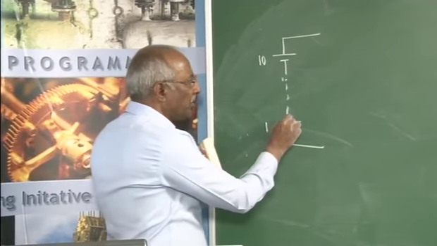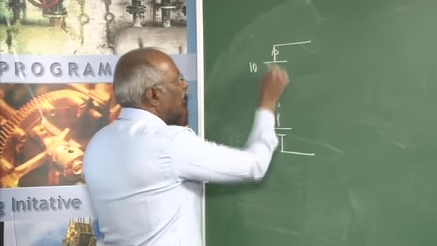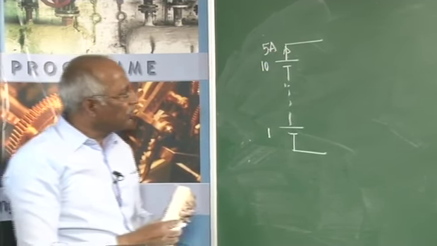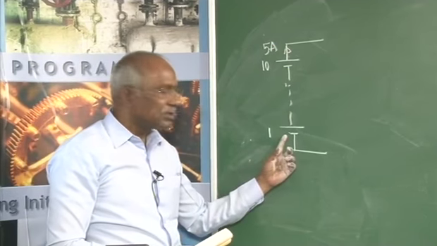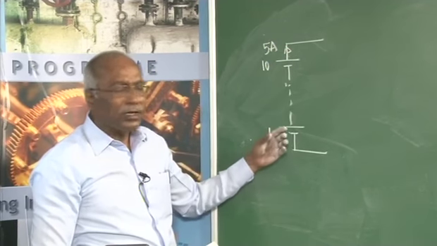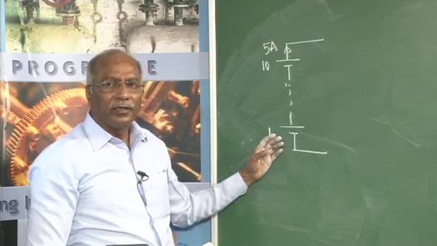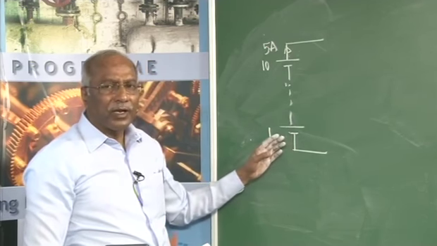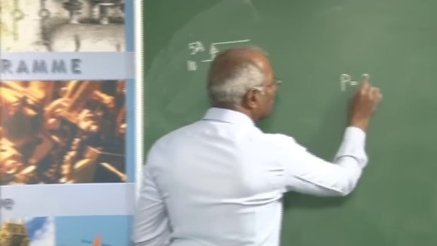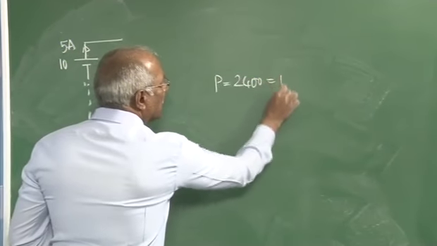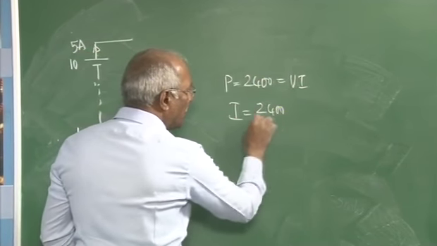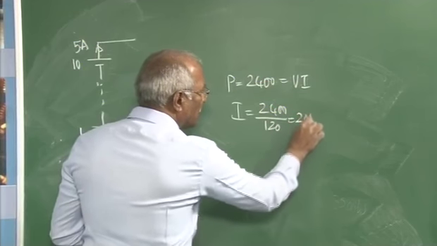Each battery being rated for about 5 amperes, the maximum current this can be loaded with is 5. To get more voltage, the voltage sources or batteries are connected in series. To get more load or more current, the batteries must be connected in parallel. In that case, how many parallel circuits must there be? We know the total power to be supplied is 2400, which is equal to VI. Therefore, I is equal to 2400 at 120 volts, which is 20 amperes.